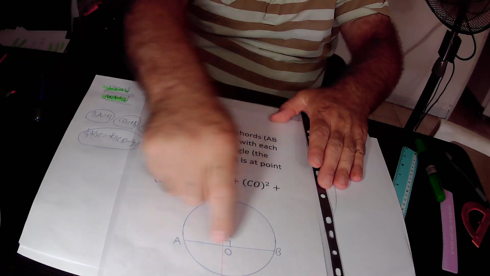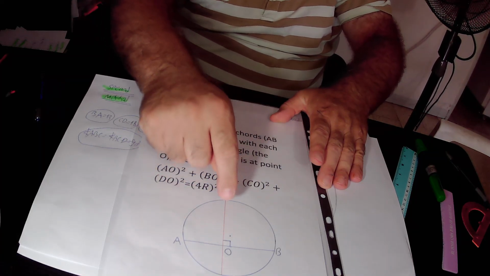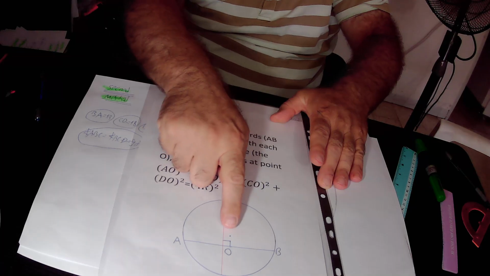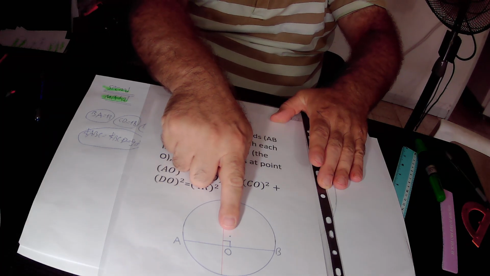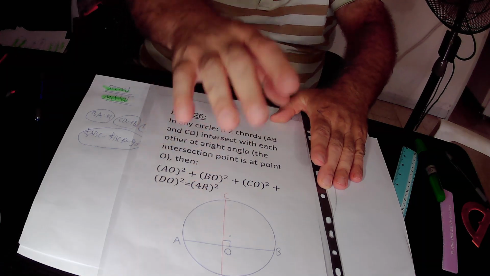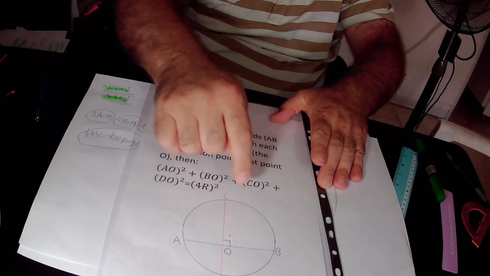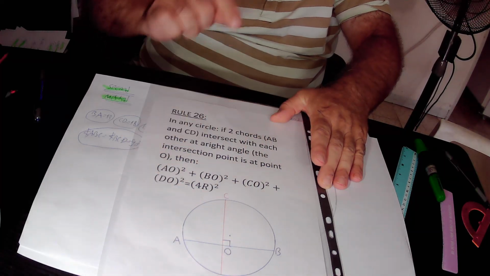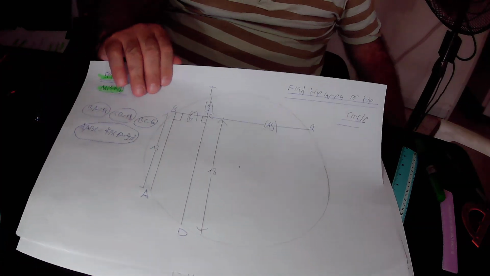In the drawing we have a circle. This chord AB intersects with chord CD at 90 degrees. They create the intersection point O, with 90 degrees between them. Therefore, in this drawing, the following equation is true: AO squared plus OB squared plus CO squared plus OD squared equals 4R squared. R is the radius of the circle. So we can implement rule 26 in our drawing.